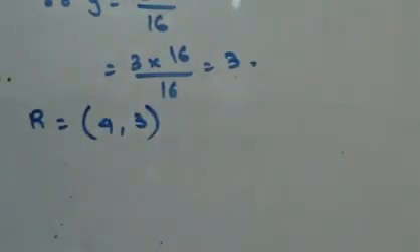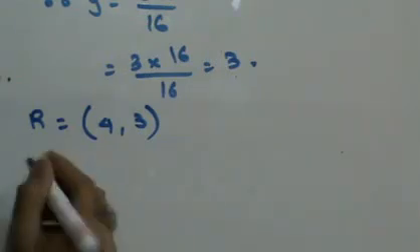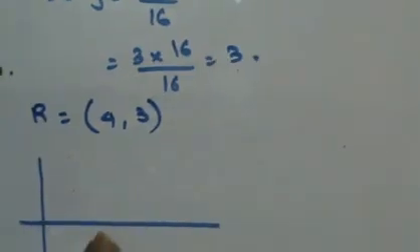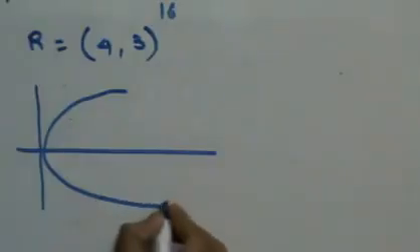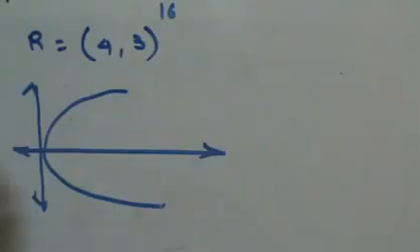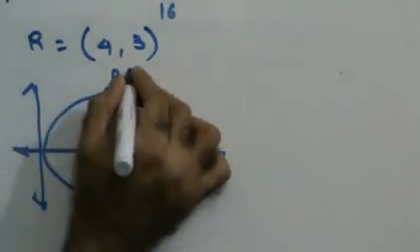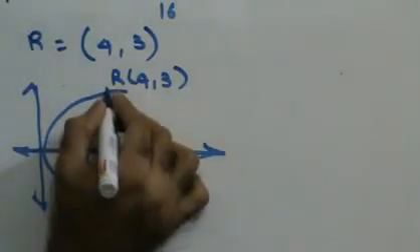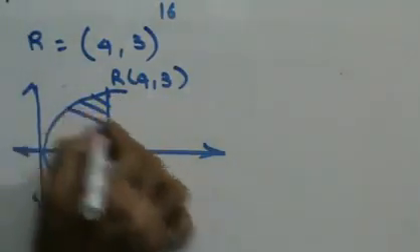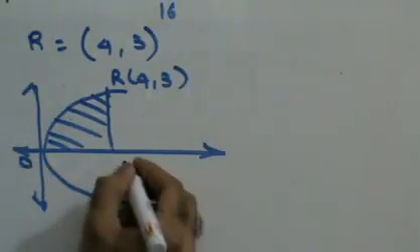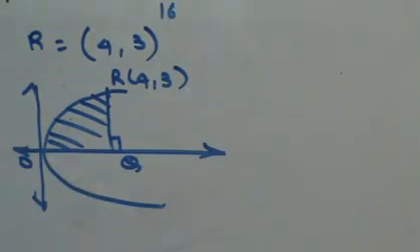Once I know my point of intersection, now let's take one parabola and try to find out the area. Let us first consider the parabola which is along the x-axis. We know that the point of intersection R is 4, 3. Let's try to find out the area of this whole region. Let's call this perpendicular Q.